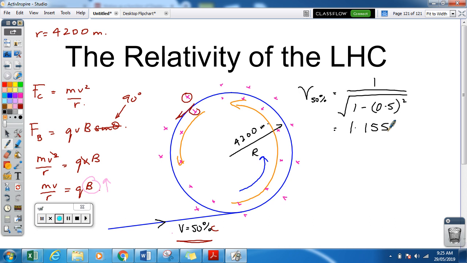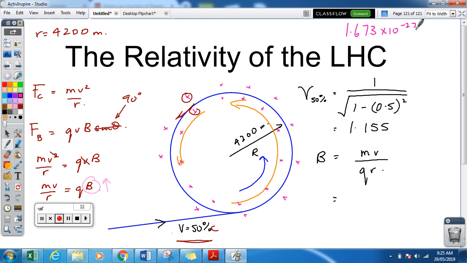So using our relationship that we have over here, we are now going to work out the magnetic field that is required to constrain this particle in a circle. So B would equal mv on qr, and this m is the mass of the proton. Normally a proton has a mass of 1.673 by 10 to the minus 27.